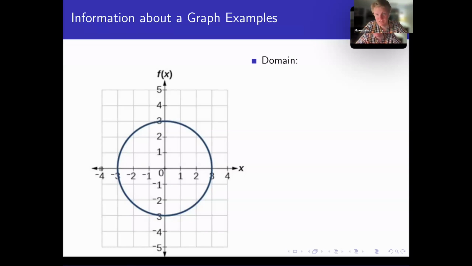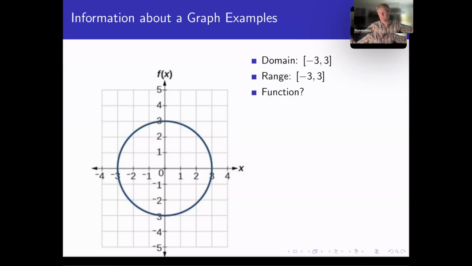Notice -4 isn't defined. There's no value here. 4 isn't defined either. The only x values for which this graph is defined is from -3 to 3. -3 and 3 included. Similarly, for range, for the y values, the furthest down we can go is -3. Furthest up we can go is +3. So that's not so bad.